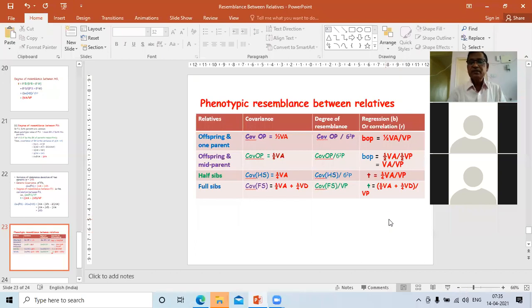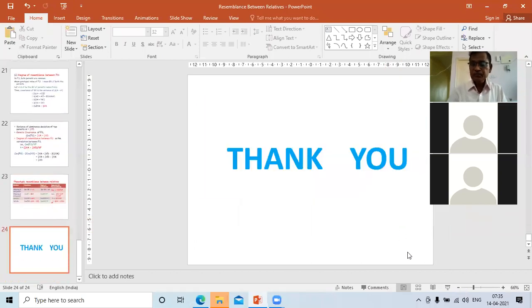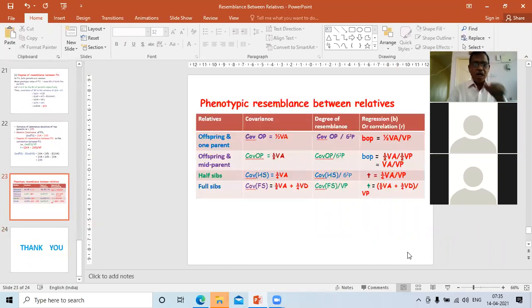Next, we will find the next chapter, that is estimation of heritability. Now, you just remember all these things: what are the types of relatives, what is half sibs, what is full sibs, then what is the resemblance between relatives, and what is the degree of resemblance between relatives.